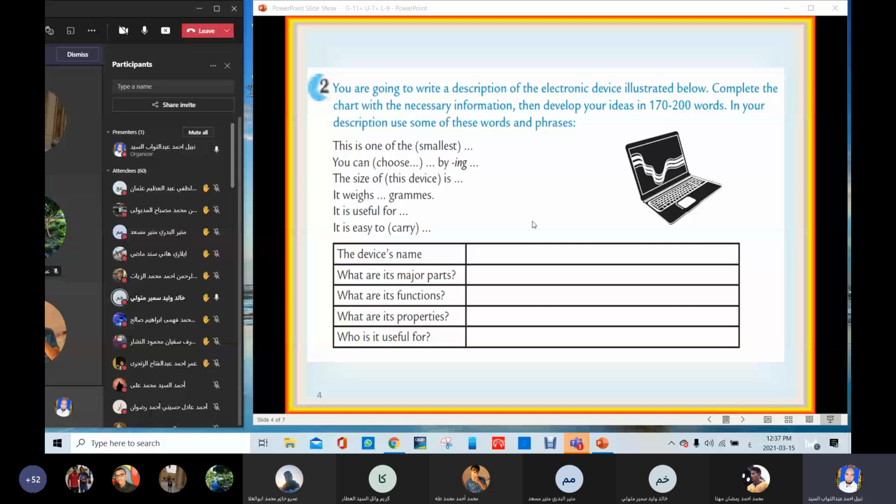Yes. The device's name, laptop HP. What are its major parts? Screen, the mouse, keyboard. What are its functions? Typing, storing information, surfing the net. What are its properties? Easy to carry, has a big memory. Who is it useful for? Businessmen, students. Thanks a lot, Omar. Okay, thank you so much.